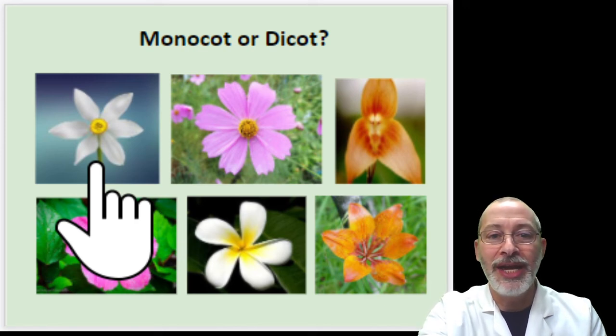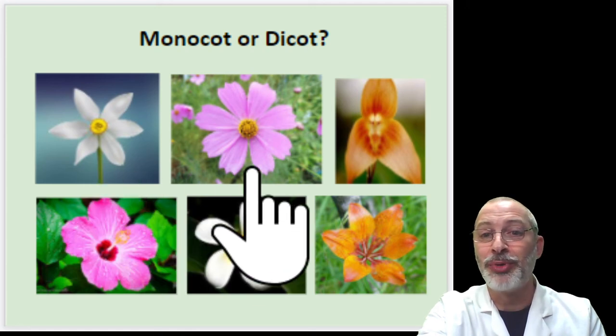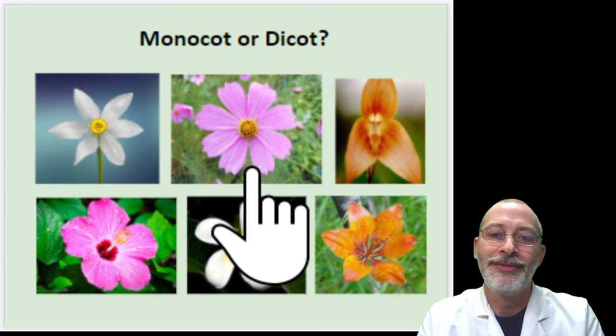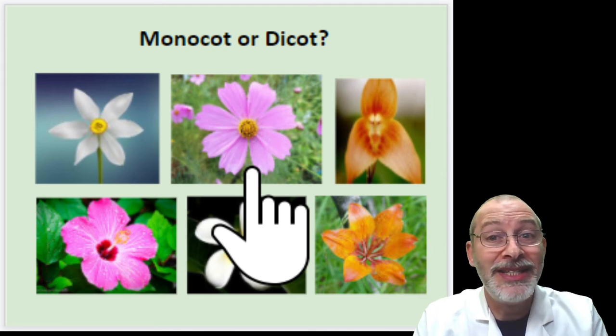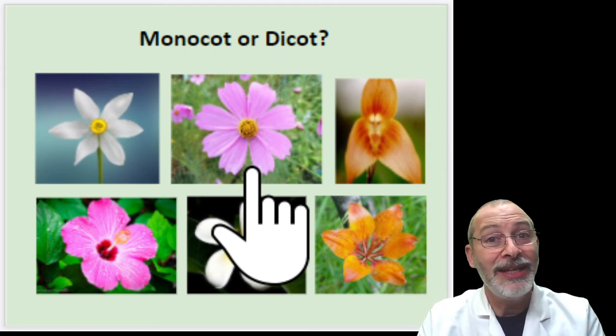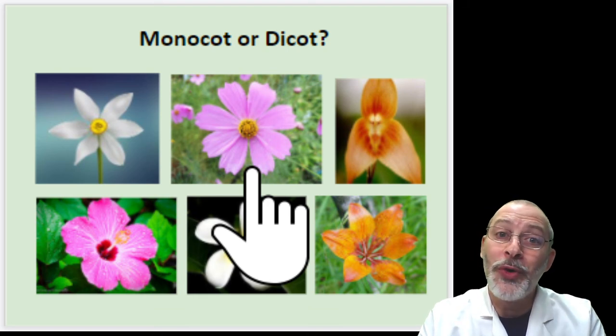Hopefully you said a monocot because it has 6 petals and 6 is a multiple of 3. How about this pretty purple flower here? I'll give you a moment. Monocot or dicot? Hopefully you said dicot because there are 8 petals and 8 is a multiple of 4.